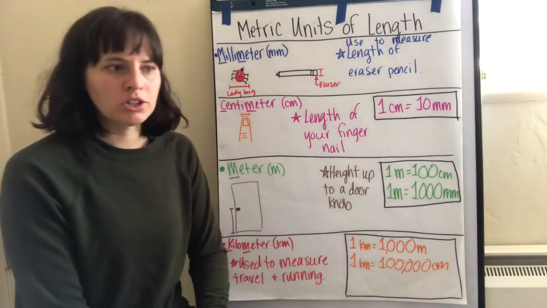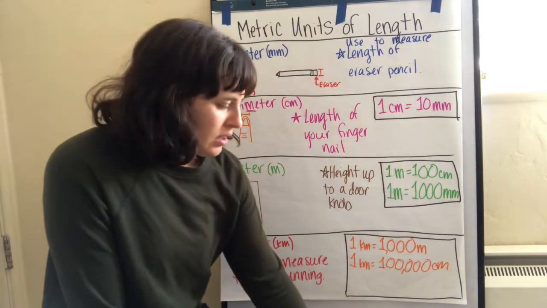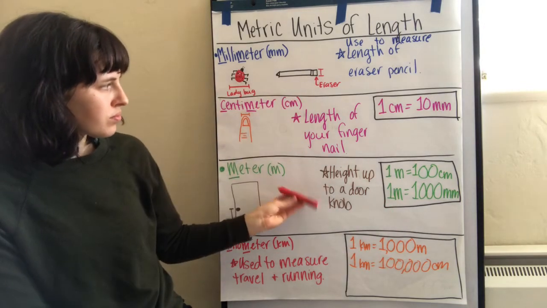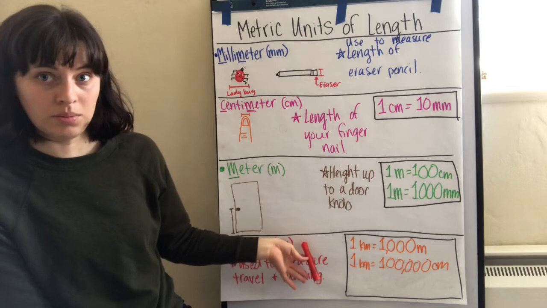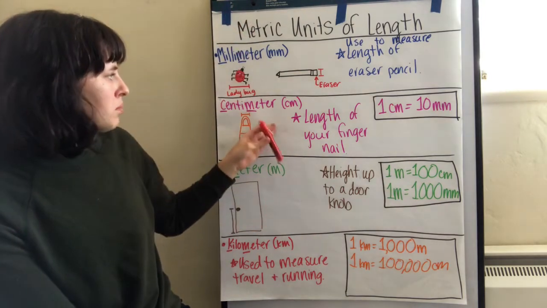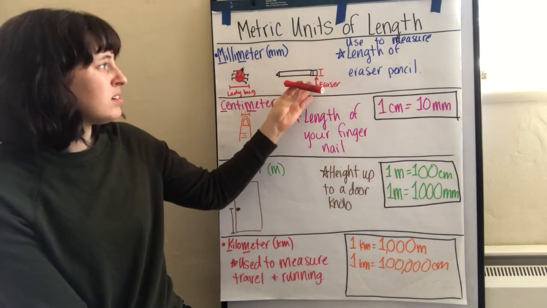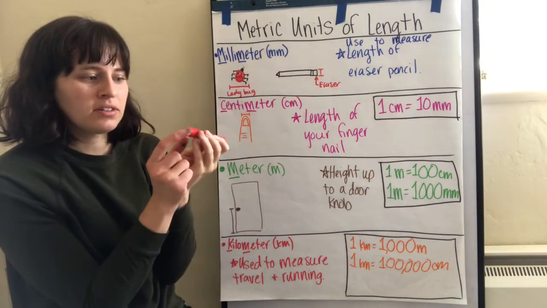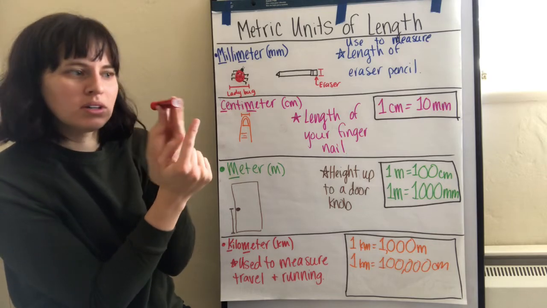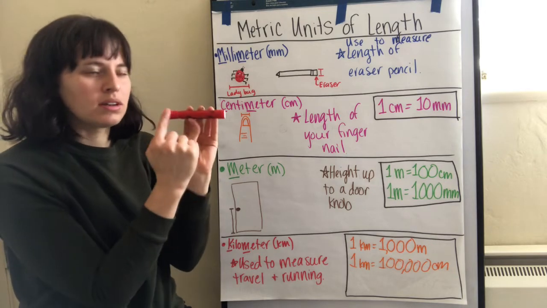If I'm going to measure, again, this marker, which one would I use? Definitely not going to use kilometers. I'm not going to use meters. Meters is way larger. Probably centimeters. Millimeters is teeny tiny. Maybe if I was just measuring this end, the bottom part, this way, then I would use millimeters. But if I'm doing this, I'd probably use centimeters.